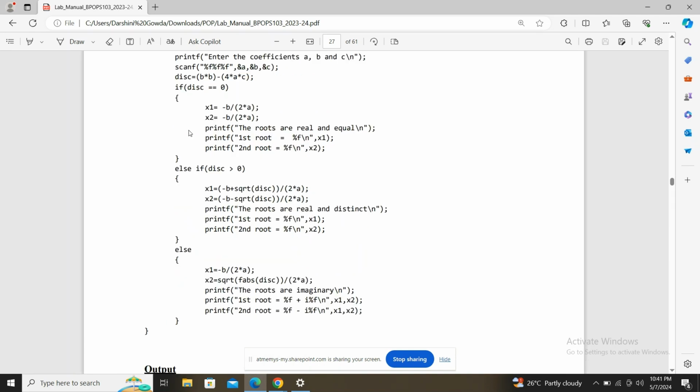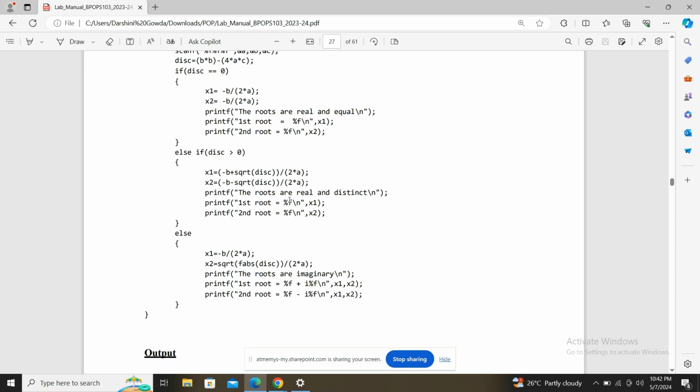So if the condition becomes false, it will go to the else if statement, and it will check if the discriminant value is greater than 0. If this condition becomes true, it will compute two roots x1 and x2 by this formula, and it will print the message the roots are real and distinct. After printing this message, it will go to the next print statement, and it will print the roots x1 and x2. Here also the result would be in floating point fashion, and the roots are stored in the variables x1 and x2.